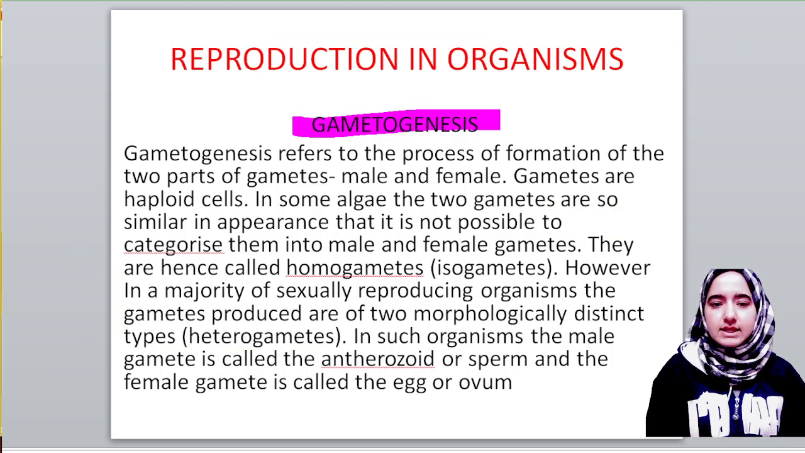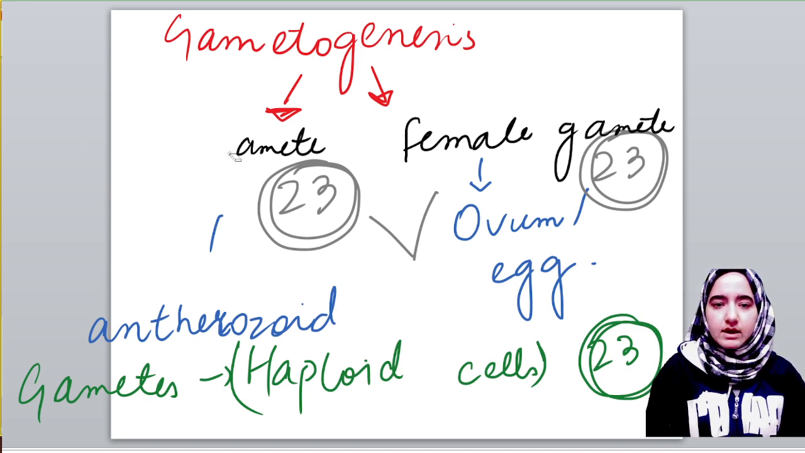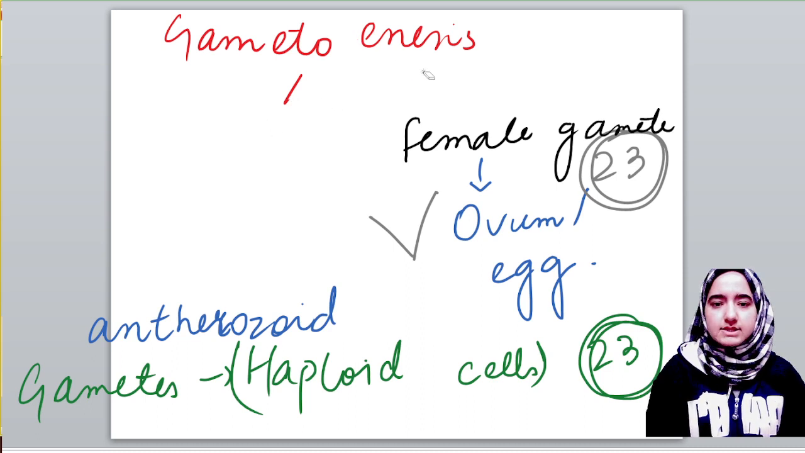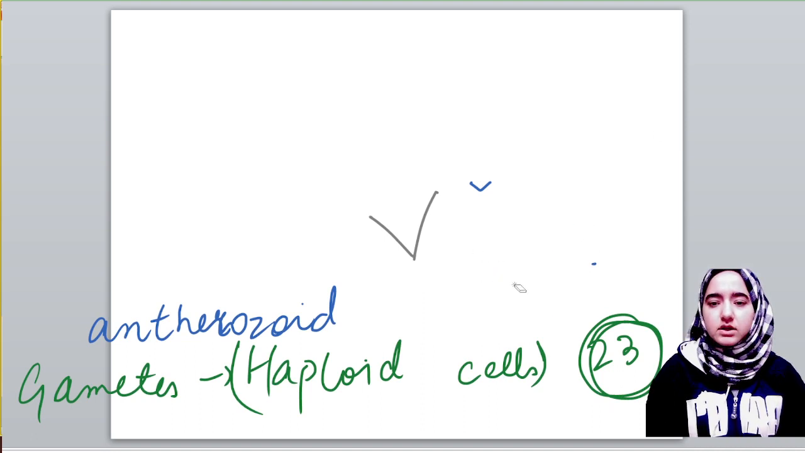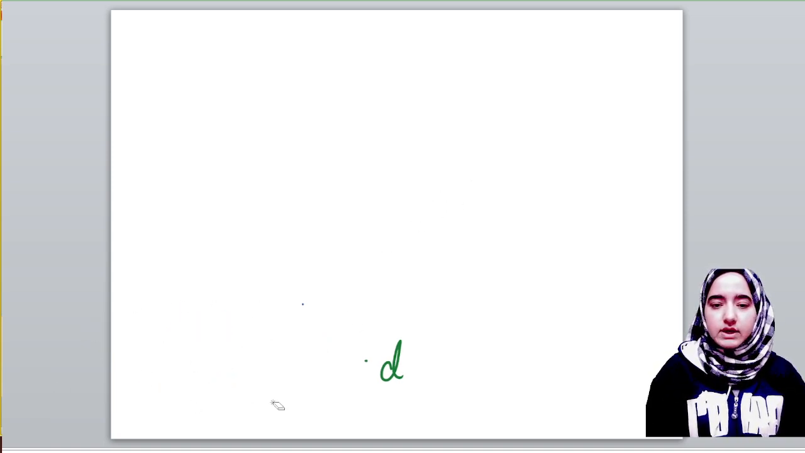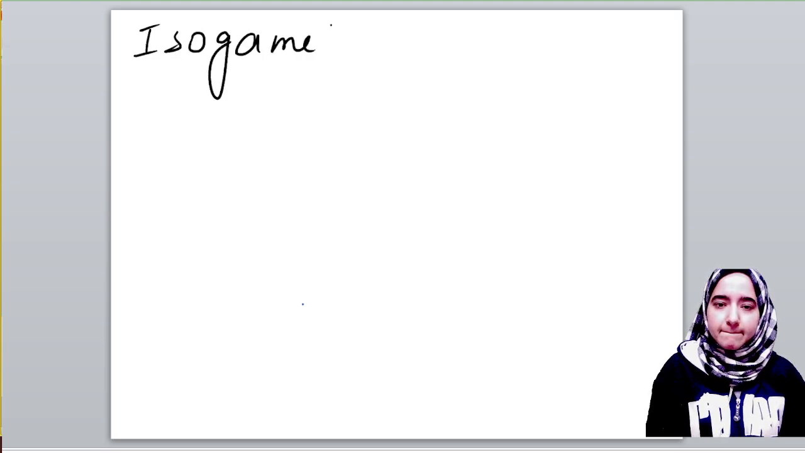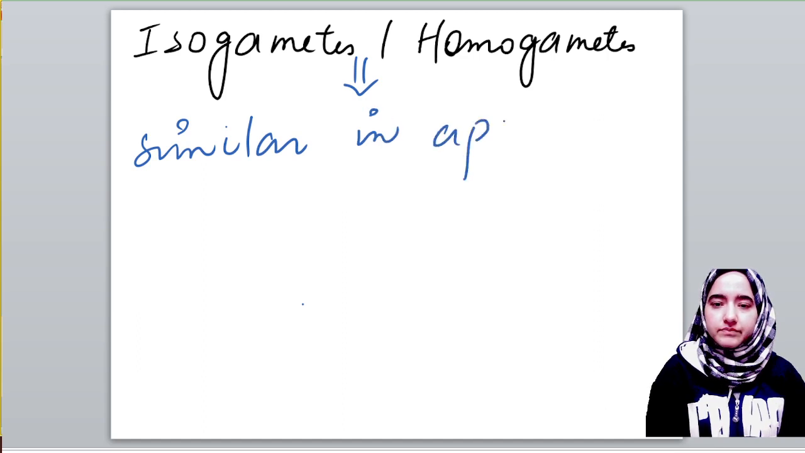Now we can say that in some algae the gametes are similar. I mean we can't distinguish between male gamete and female gamete. In some algae the gametes are so similar in appearance that it becomes very difficult for us to distinguish between them. Those kinds of gametes which are similar in appearance are known as isogametes or homogametes.